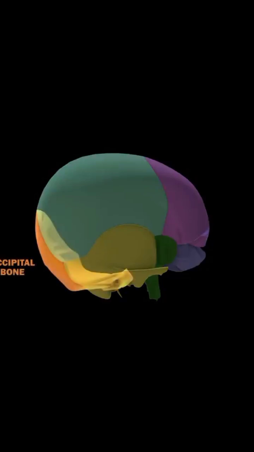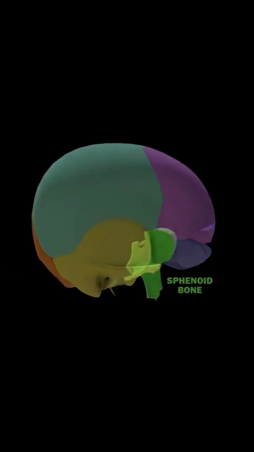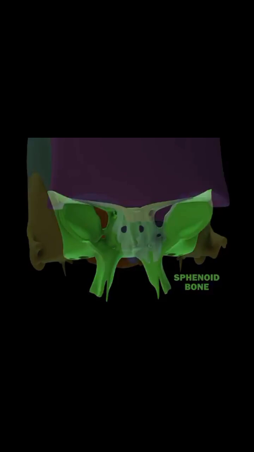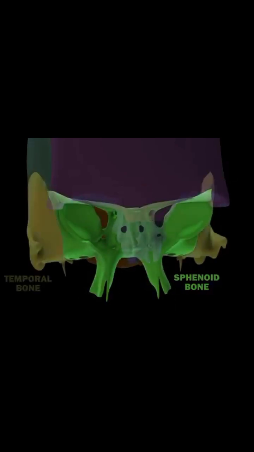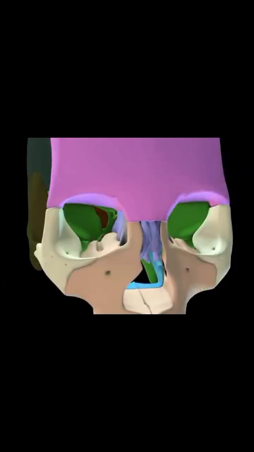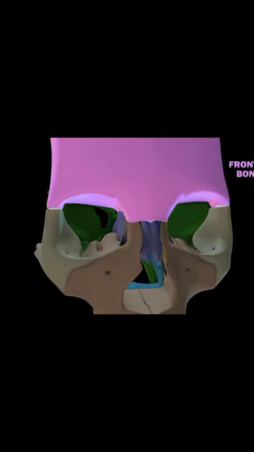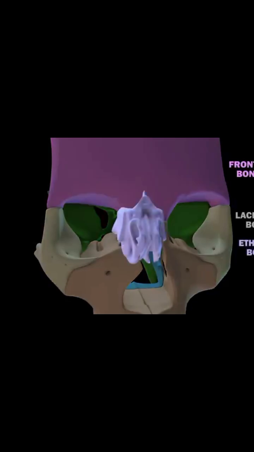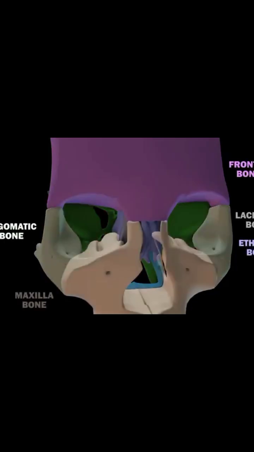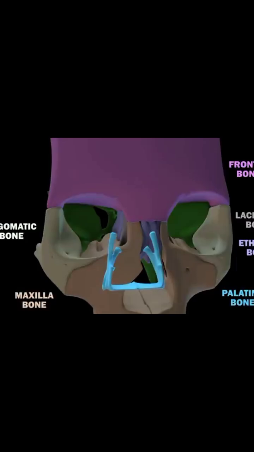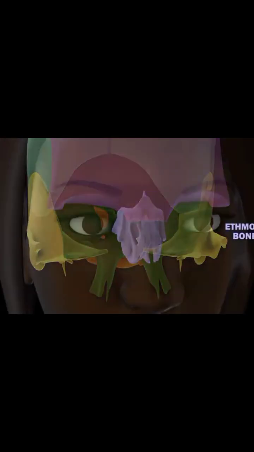The occipital bone is found at the back of the skull. The sphenoid bone can be found in the middle inferior portion of the neurocranium and kind of looks like a butterfly. It is in front of the temporal bone and is one of 7 bones that articulate to form the orbit. The other 6 are the frontal bone, the lacrimal bone, the ethmoid bone, the zygomatic bone, the maxillary bone, and the palatine bone. The ethmoid bone is found between your eyes, located at the roof of the nose, and separates the nasal cavity from the brain.